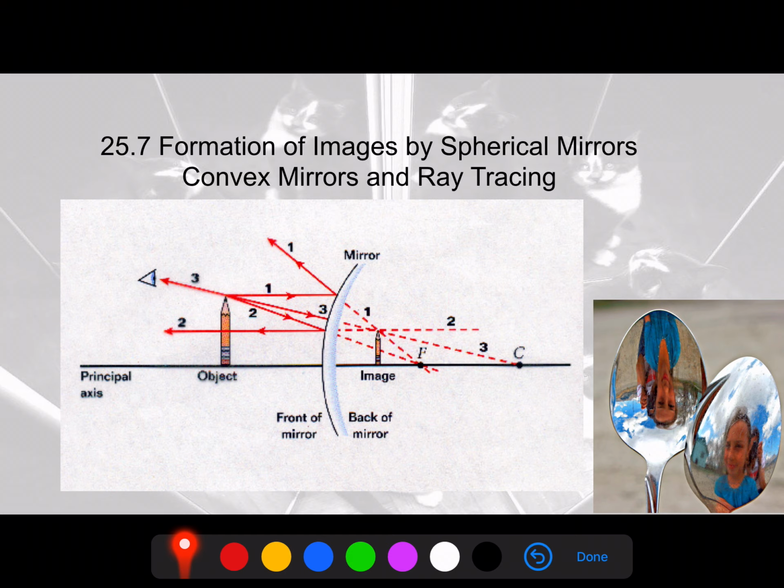However, again, if I trace back where they appear to be emanating from, I can reason through that I should have a virtual image on the other side of the spoon. So I said spoon already, but any kind of convex mirror in which it is right side up and smaller. And I said spoon because I've given you this example here of a convex mirror in which you take the spoon and you flip it the other direction and you can see yourself right side up.